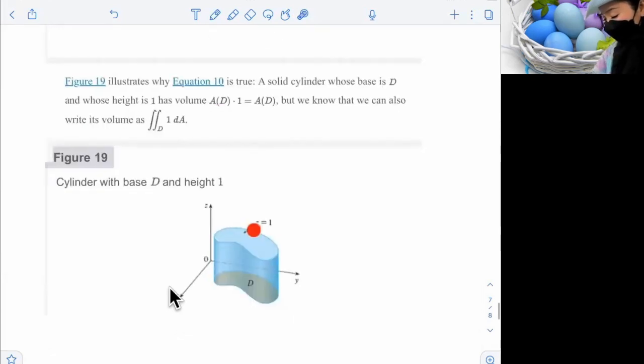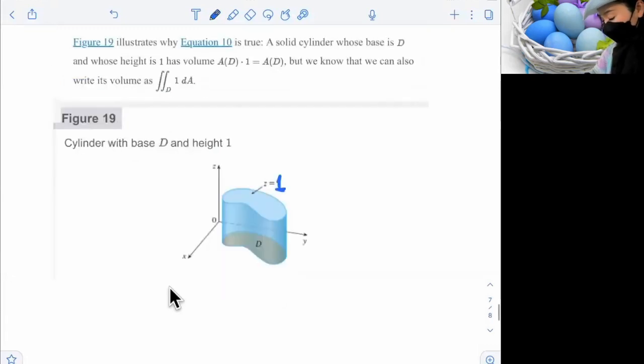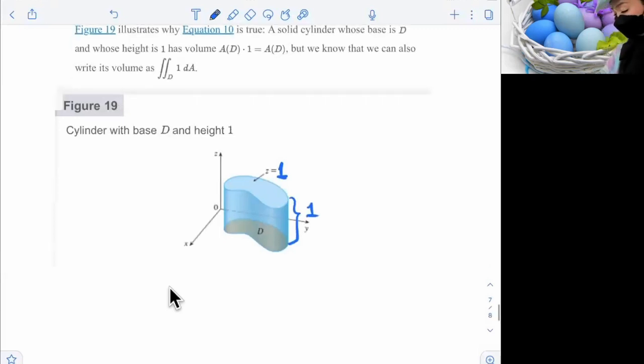See, g equal to 1, equal to 1 over here. So think about this: the height over here is always 1. And when you integrate this 1 over this region D, think about that as the volume. Isn't that the volume of this solid, right?